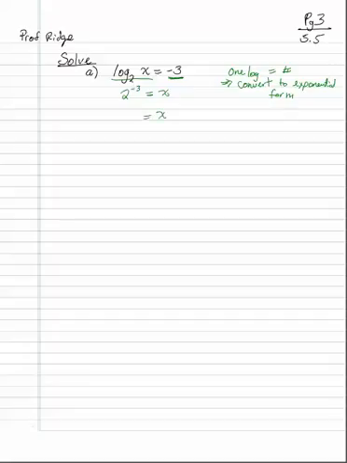So x equals, remember, a negative exponent means 1 over. It's the reciprocal. So 2 cubed is 8. So x equals 1/8.